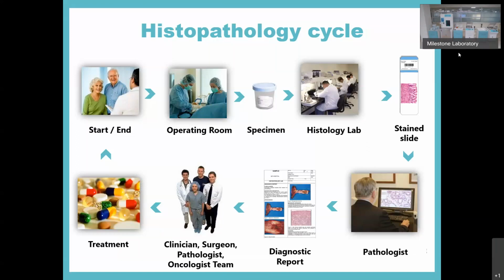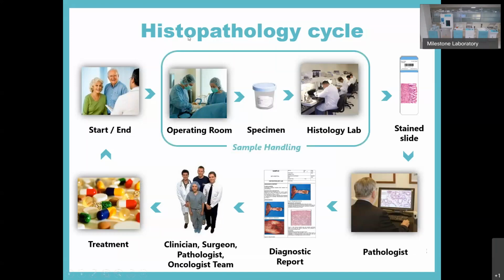We will be focused in particular on the sample handling cycle, in this portion where the specimen leaves the team of the operating room, surgeons and nurses, and gets transferred to a second team, the histology lab technicians. This important step is very critical because, as mentioned, the specimen is moved from one team to another, and therefore it is also the initial phase of the diagnostic path.